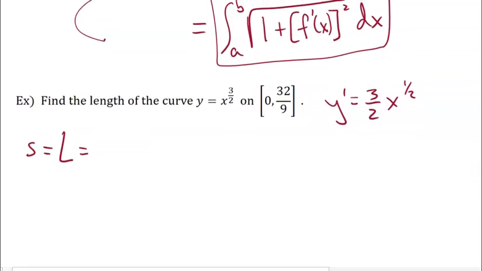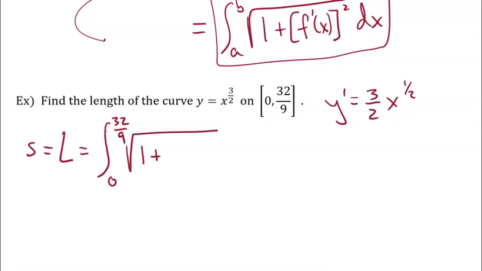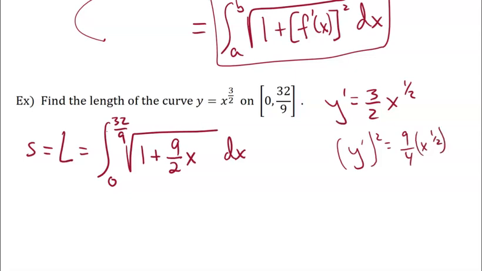So that is equal to the integral from 0 to 32/9 of root 1 plus, and remember I need to square this, so that quantity squared is 9/2 x to the 1/2 times x to the 1/2, which is just x to the first. So root 1 plus 9/2 x, then I have a dx on the outside. If you want to write that separately, you would have 9/4 x to the 1/2 squared, and that's where the x to the first comes from.